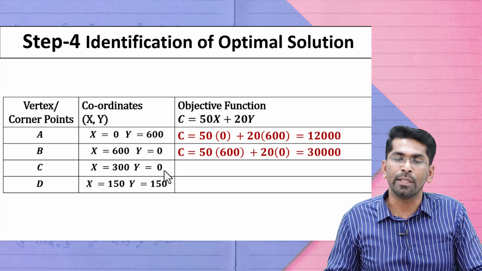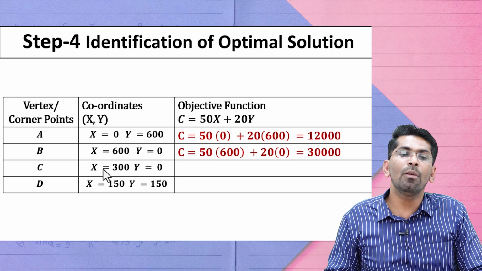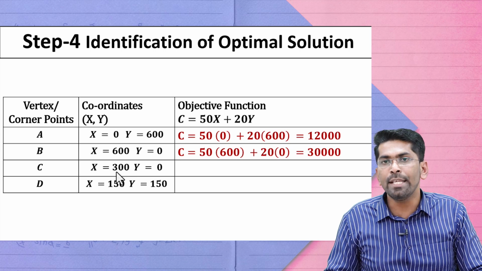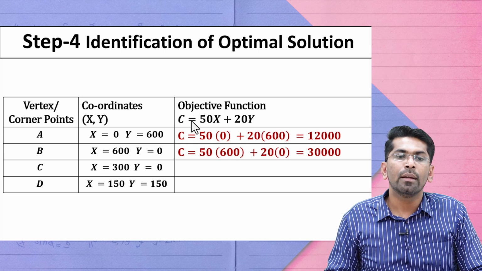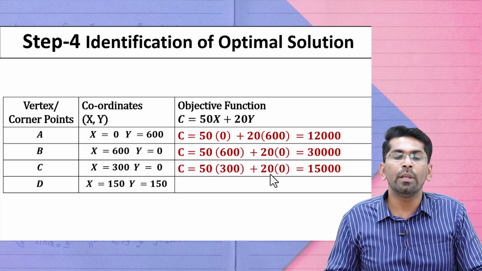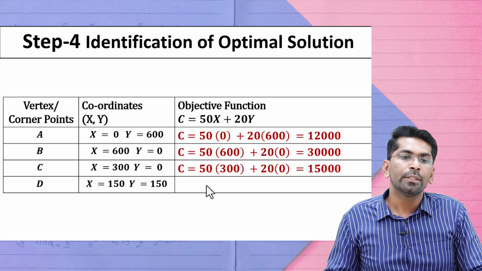The third point, that is point C, x is equal to 300 and y is equal to 0. So if we substitute the value of x is equal to 300 and y is equal to 0, then the objective function will become c is equal to 50 into 300 plus 20 into 0. If we simplify it, then it will become 15,000.